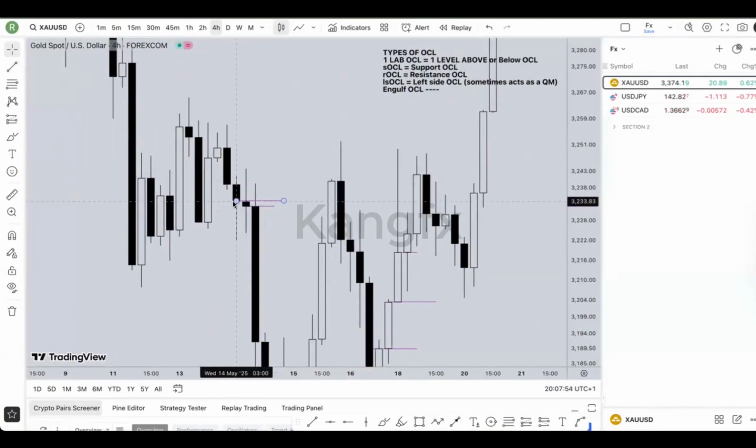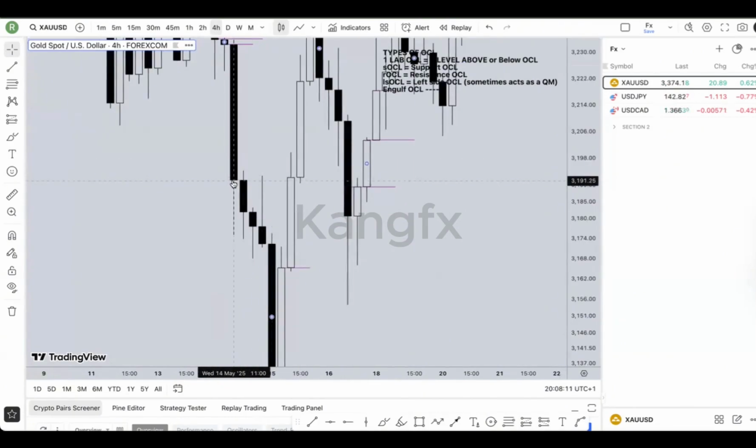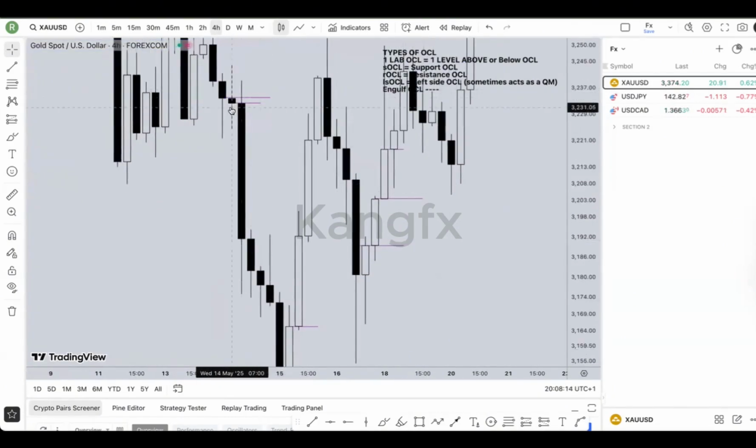This is a one lap OCL because if I look one level above, this is a level, the direct level above this level. This is not a resistance. So here is my one lap OCL. This one also, if I check one level above it, is another OCL. It's not a resistance. So here qualifies to be my one lap OCL. If I check here also, one level above is another OCL. Or if I check one level above, is even this SBR, support become resistance.